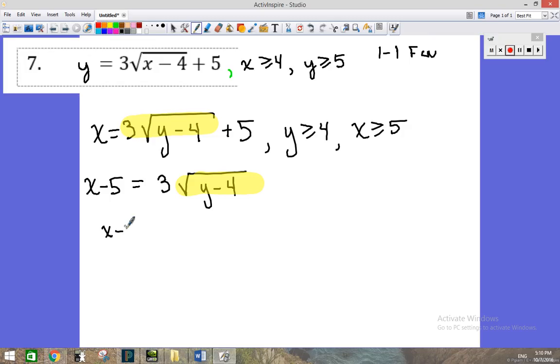On the left, when I divide it by 3, I'm just going to write it as x minus 5 over 3. On the right, when I divide by 3, 3 divided by 3 is 1. And I just get this square root of y minus 4. So now I need to get rid of that radical, that square root. So to get rid of the square root, I square both sides of this equation.